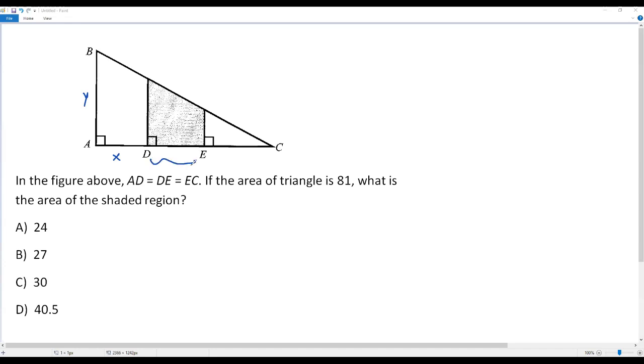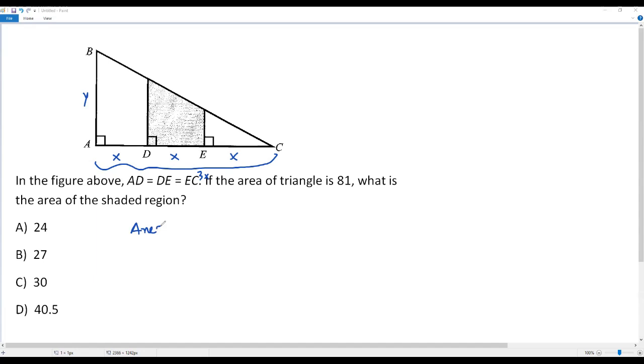Then the length of this line segment DE also must be X, and this one also must be X because AD, DE and EC, all of them are equal. So now the base of the triangle is AC, which is 3X when I add this X, X, X. Okay, it is given that the area of the triangle ABC is 81.